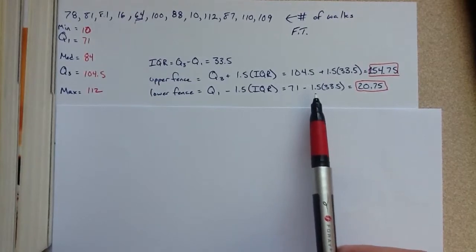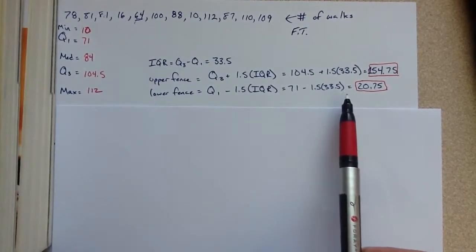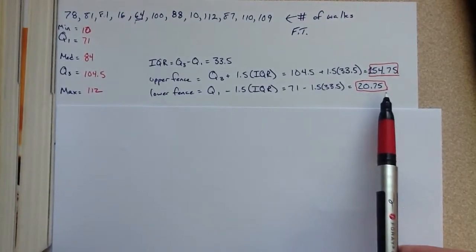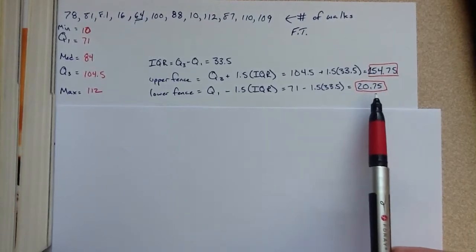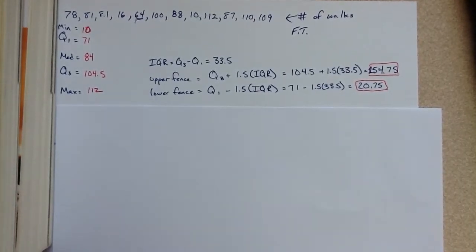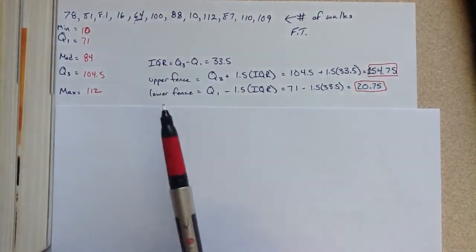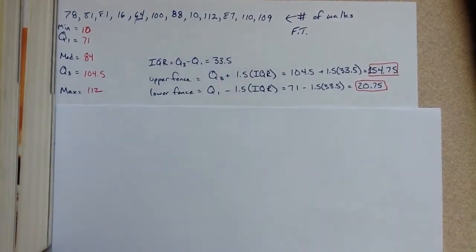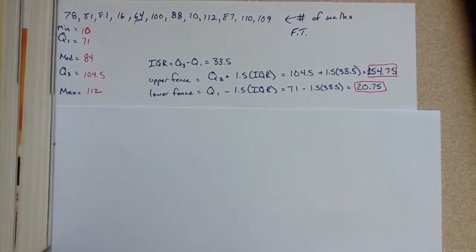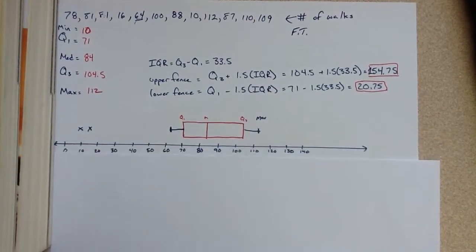And for the lower fence, so we have no high outliers, Q1 minus 1.5 times IQR, and we get 71 minus 1.5 times 33.5, we get 20.75. So any data items in our set that are less than 20.75 would be an outlier. And 16 would be an outlier, and so would 10. So for the box plot, it would look like this.